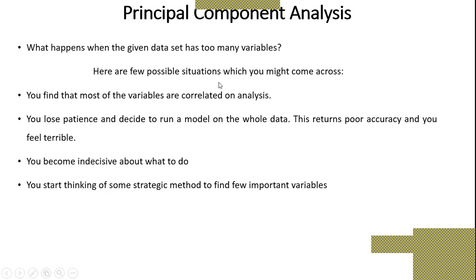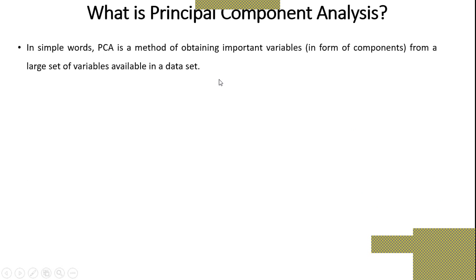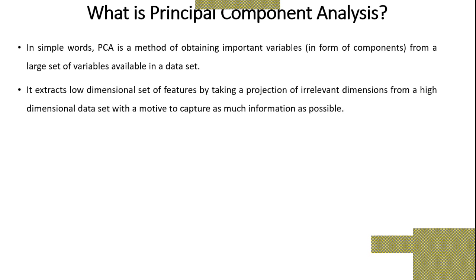To solve this, we use PCA. In simple words, PCA is a method of obtaining the important variables from the large set of variables available in a data set, to extract a low dimensional set of features by taking a projection of irrelevant dimensions from the high dimensional data set, with a motive to capture as much information as possible.